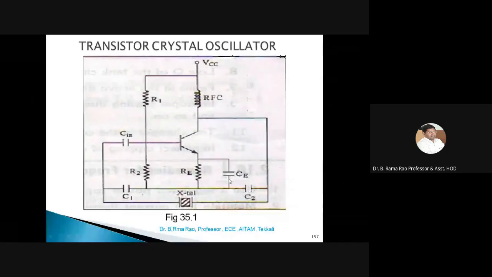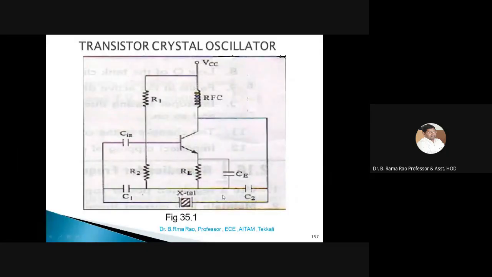Of course, this terminal is grounded. RE is grounded. RE is kept for high voltage protection for the transistor. If a high voltage appears across the transistor, the transistor will get damaged. For that purpose, we keep this value of RE. Of course, this entire operation is nothing but a simple C amplifier operation.